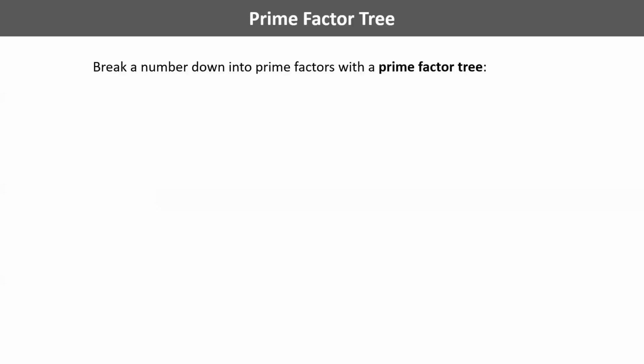I can break 252 down into its prime factors using a prime factor tree. Use the branches to divide 252 into smaller numbers until you reach a prime number. For example, if I divide 252 by 2, I get 126. And since 2 is a prime number, that's the end of that branch. Then I see that 126 is even, so I can divide by 2 again. 63 is equal to 7 times 9. 7 is a prime number, and 9 is equal to 3 times 3.